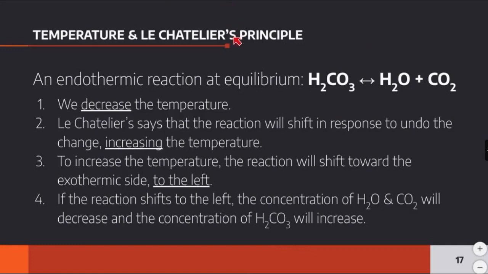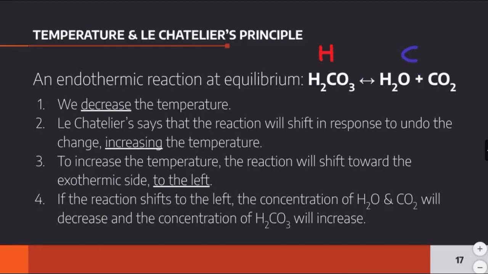So one more on this. Suppose we have an endothermic reaction at equilibrium. H2CO3 yields, in a reversible reaction, H2O plus CO2. First step, since it says we're decreasing the temperature, let's figure out which side's the warmer side and which side's the colder side. It tells us this is an endothermic reaction. That means as it goes to the right, it gets cooler. If it gets cooler as it goes to the right, that means that this side is the warmer side because the other side has to be the cooler side. So I'm going to label those first.